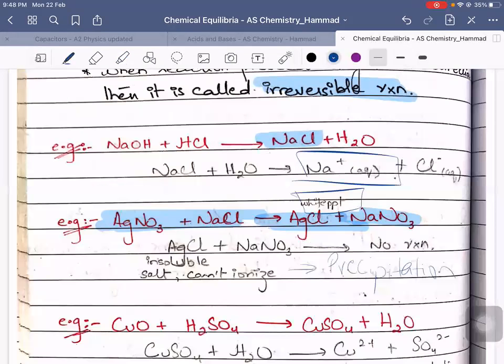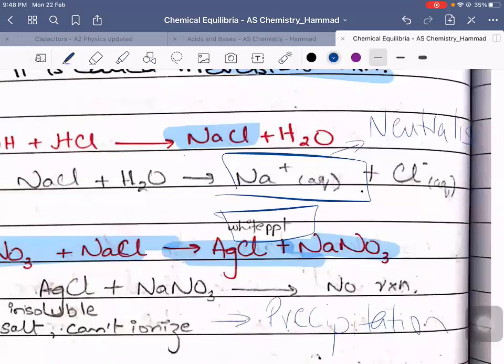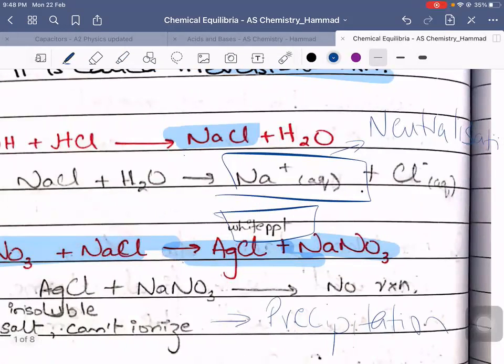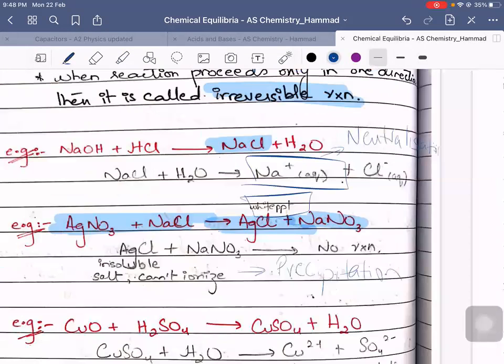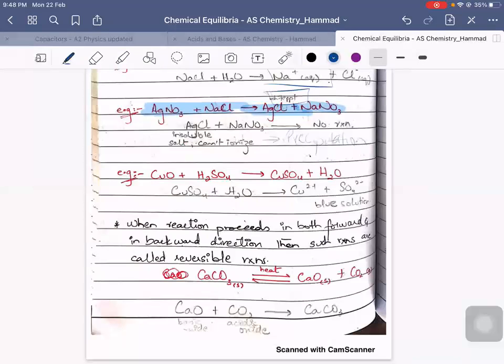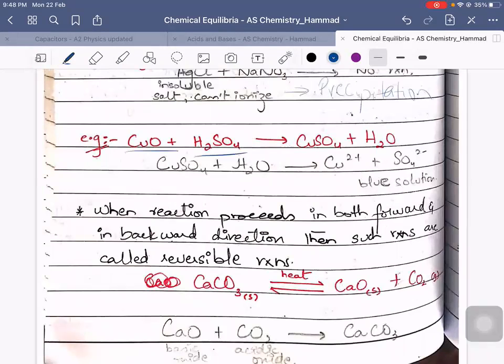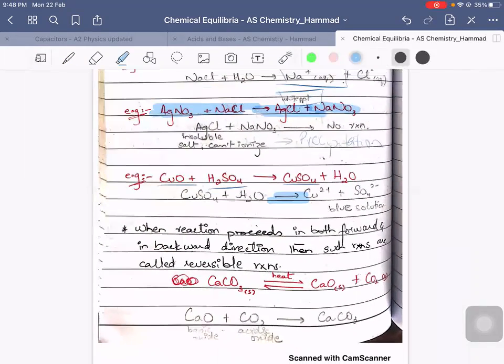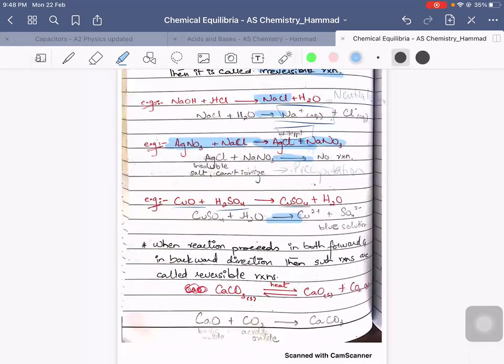This is also called a neutralization reaction because a salt is formed, or you could say an acid and a base neutralize, right? Acid base reaction, again, this is called a neutralization reaction. All of these are irreversible reactions. One feature that you must have noticed is that there is only the arrow in one direction.